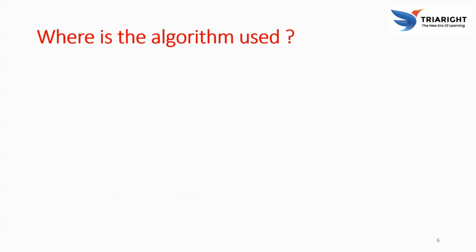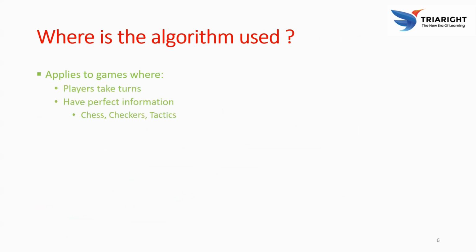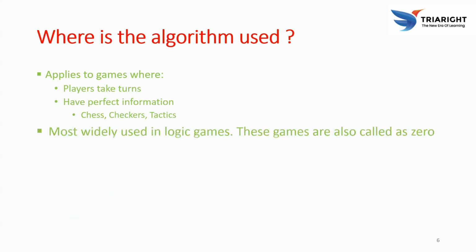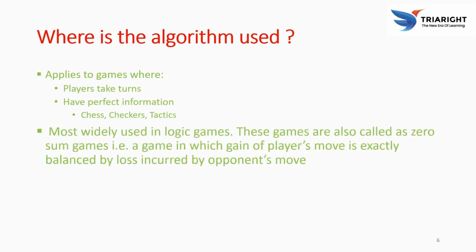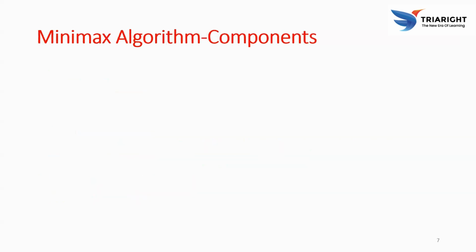So where is the algorithm used? It applies to games where players take turns, like chess, where we take turns like that, and which have perfect information, like checkers and tic-tac-toe. Most widely used in logic games. Those games are also called zero-sum games, where the gain from a player's moves is exactly balanced by the loss incurred by the opponent's moves. It is also used in economic situations and social situations.